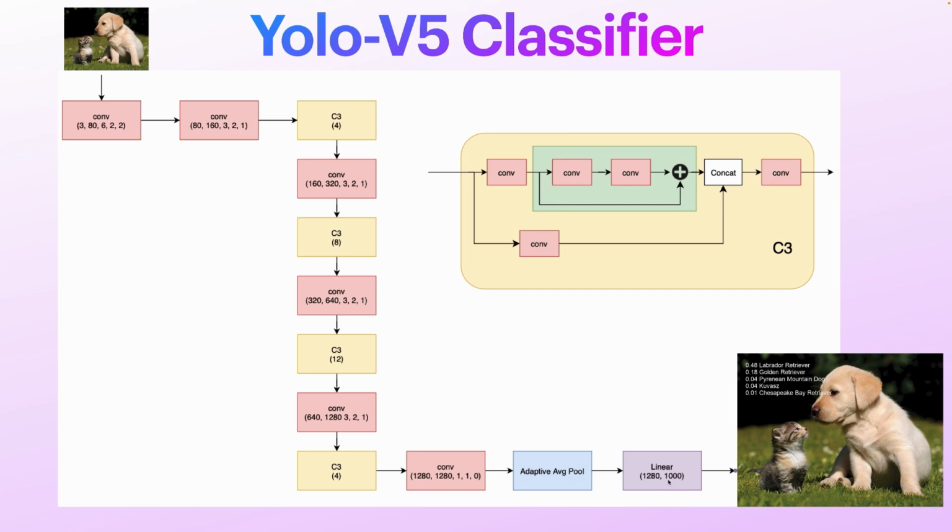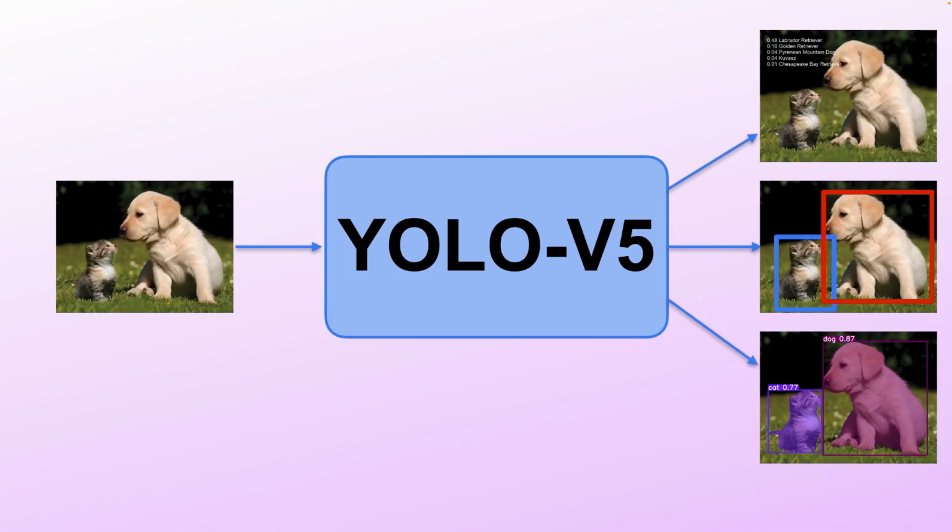This dimension is 1000 because it's for the ImageNet dataset. If you are training the model for your own dataset, you need to modify this fully connected layer. Let's say you have only two classes here, dog versus cat. Then this layer will be 1280 by 2. So that's all. This is how the YOLOv5 model is adapted for classification and segmentation tasks along with the original object detection task.